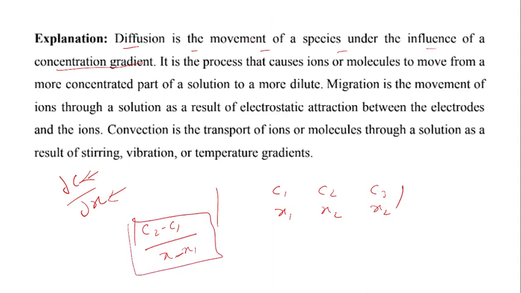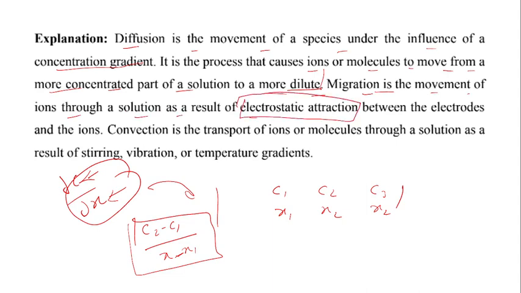If some chemistry students are not able to understand this gradient at all, I explained it very simply. It is the process that causes ion or molecule to move from a more concentrated part of the solution to a more dilute part. This is all about diffusion. Then migration is the movement of ion through a solution as a result of electrostatic attraction, which is nothing but positive-negative attraction between the electrode and ion. It is clear about migration.